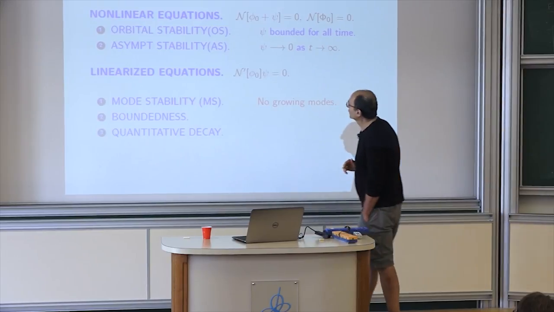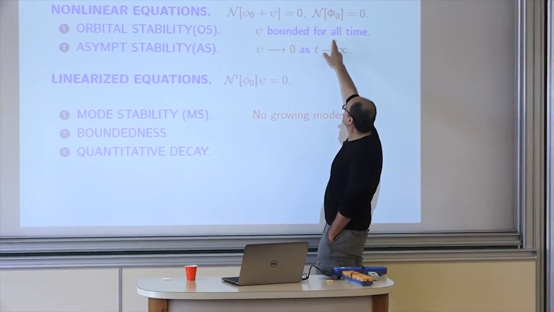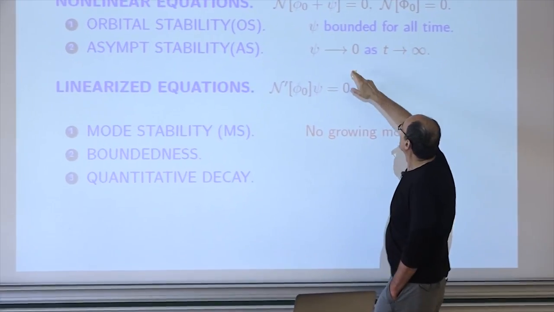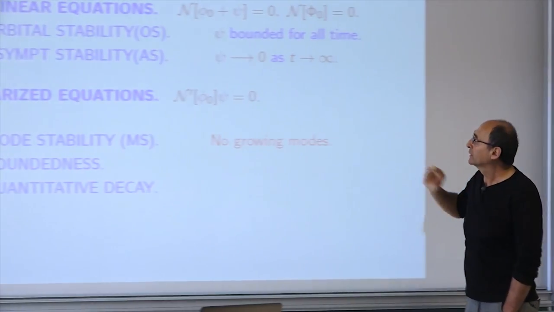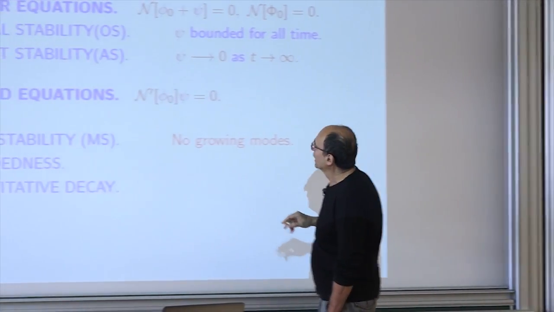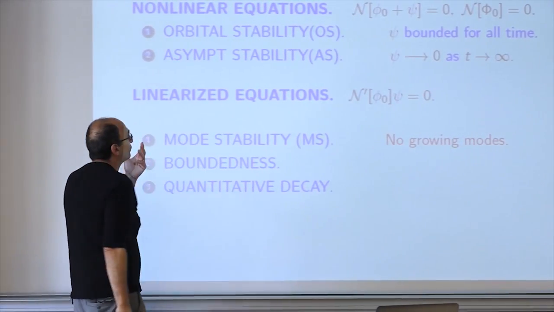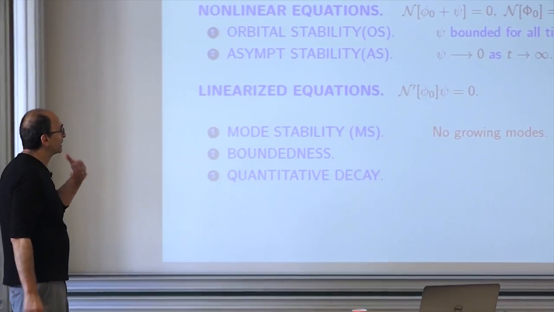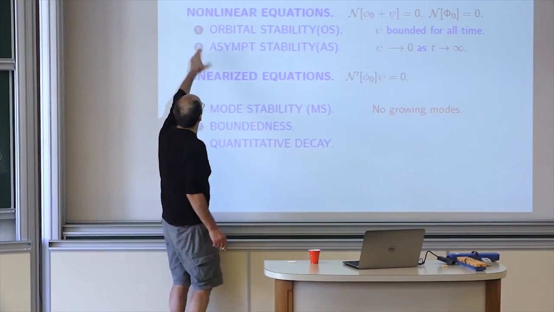Asymptotic stability is the question of whether not only psi stays bounded for all time, but the perturbation tends to zero. In other words, phi zero plus psi tends back to the original solution phi zero. Right. So the second type of stability question that you want.